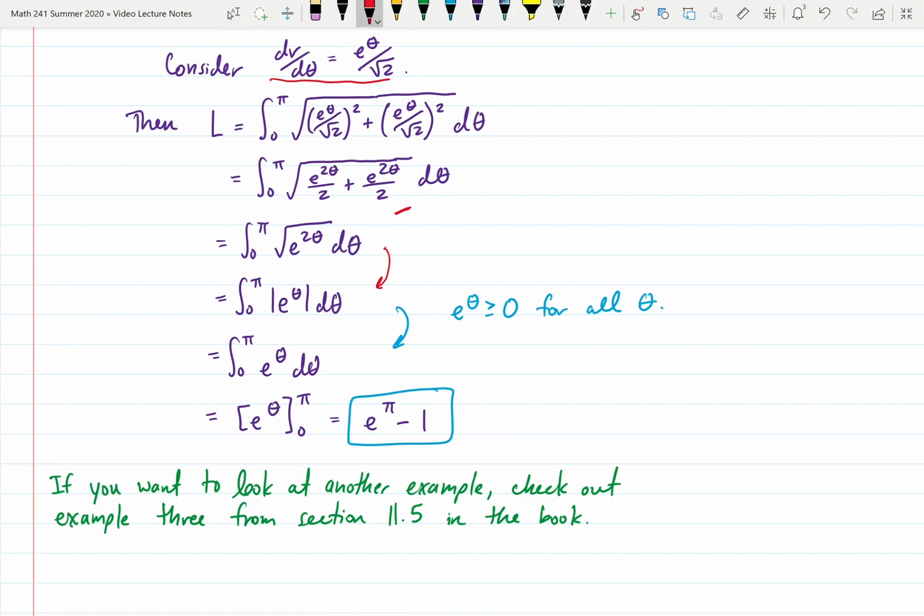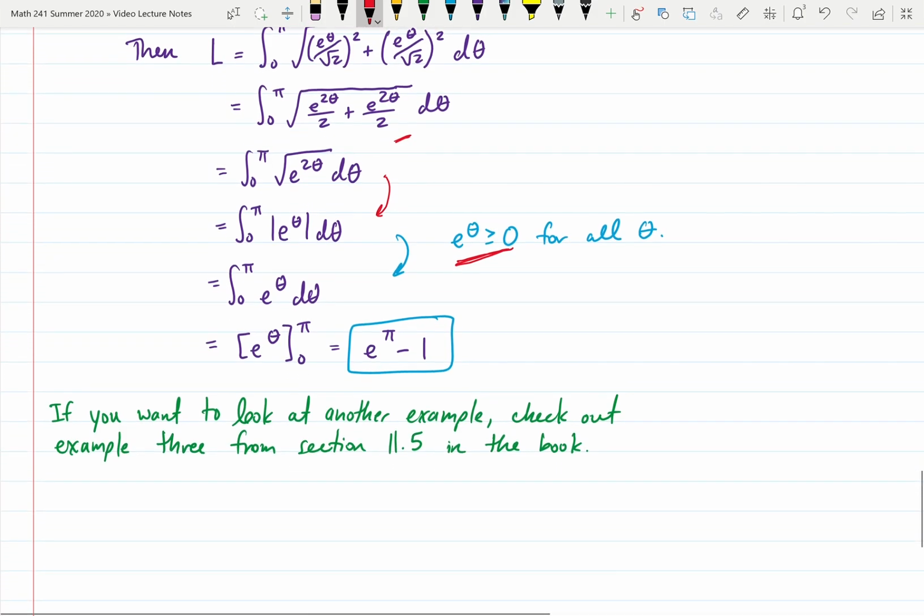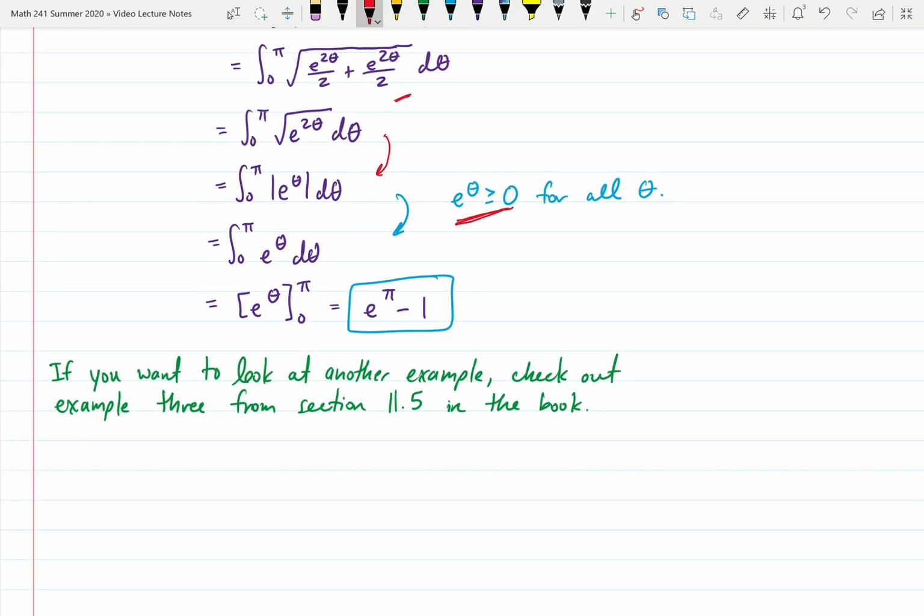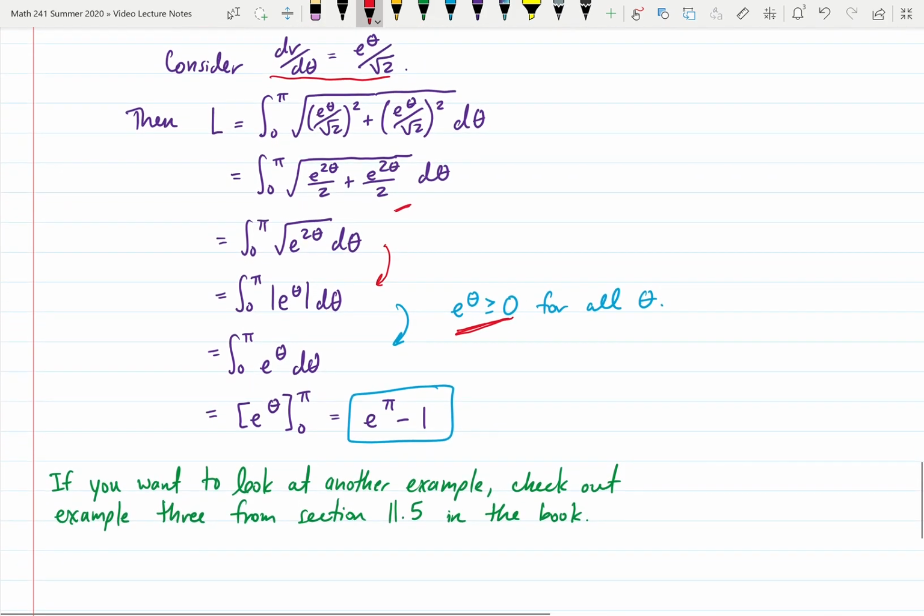I put greater than or equal to 0 over here, but it's also fine to put e to the theta is greater than 0 for all theta. And because that is the case, the absolute value of e to the theta is always going to equal e to the theta. So we remove the absolute value signs, and now we just get the integral from 0 to pi of e to the theta d theta. And an antiderivative for e to the theta is, of course, e to the theta. If we plug in pi, we get e to the pi. If we plug in 0, we get 1. So the arc length, all in all, is going to be equal to e to the pi minus 1.